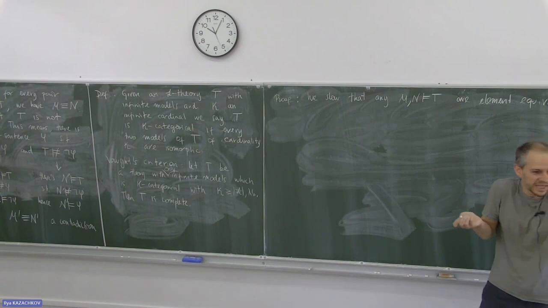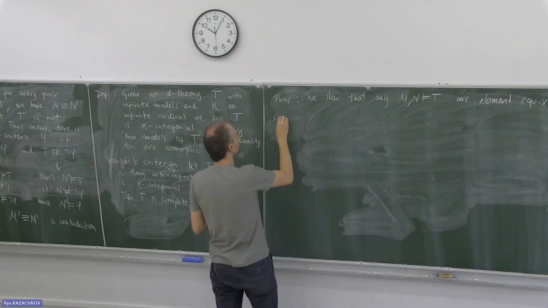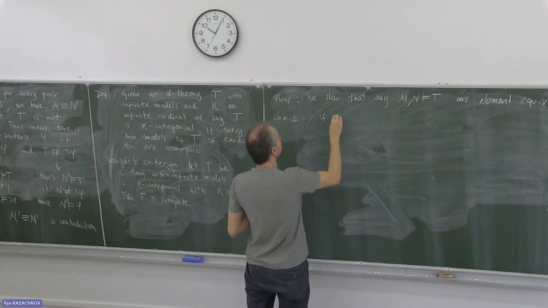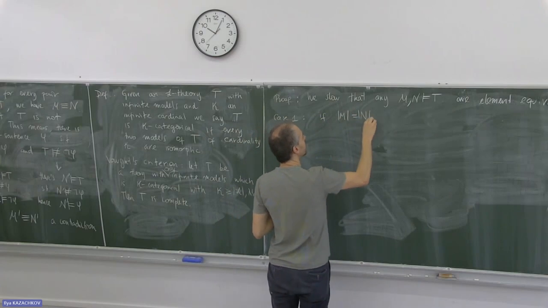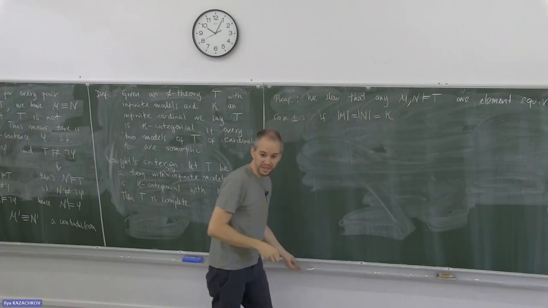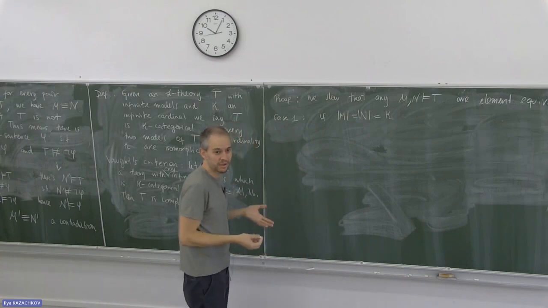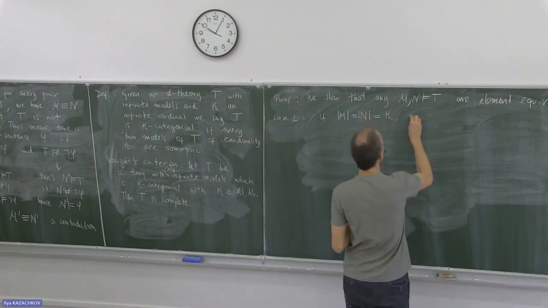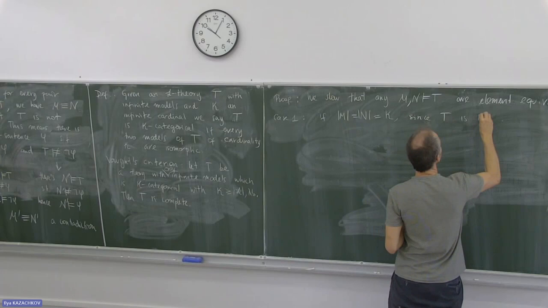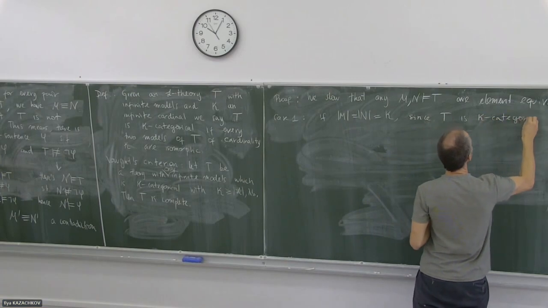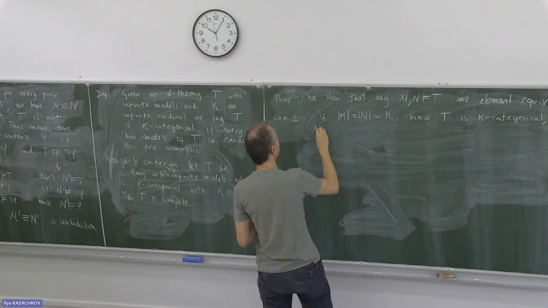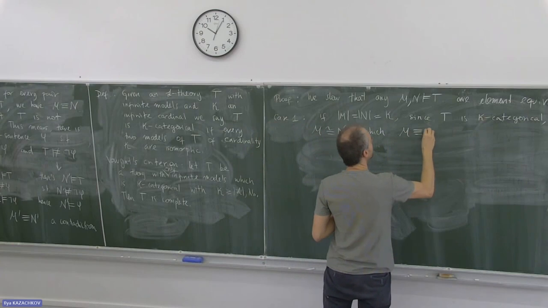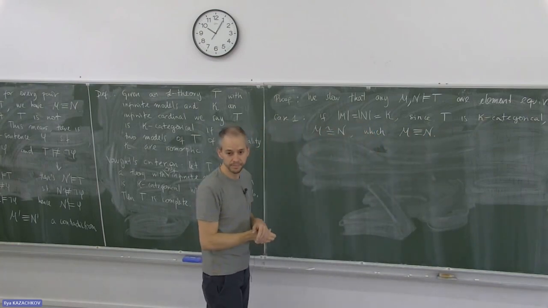So the idea is we have three cases basically, or perhaps four. Case one, the most trivial case, is that both M and N have cardinality kappa. Well, then since T is kappa categorical, M is isomorphic to N, which implies in particular that they are elementarily equivalent, right?